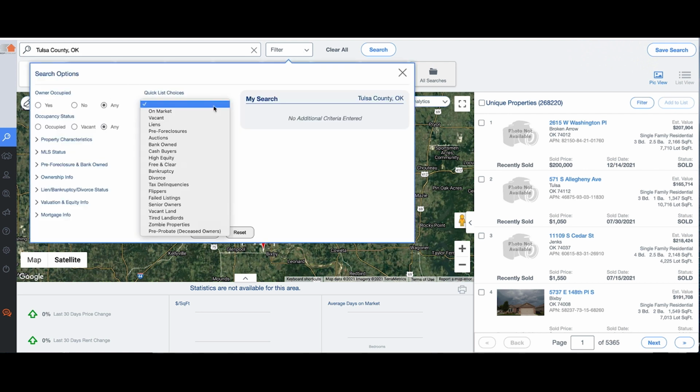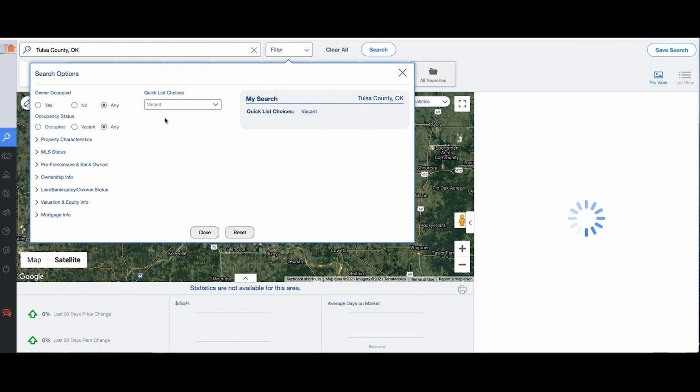Now, they have a lot of quick list choices. You can do a vacant home, houses with liens, pre-foreclosures, auctions, etc. I'm sure you guys can read. These are all your options. My two favorite would be vacants, and then I like to do absentee owned. So I'm going to show you both. The first one, vacant.